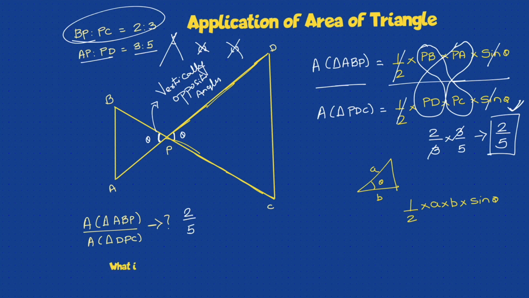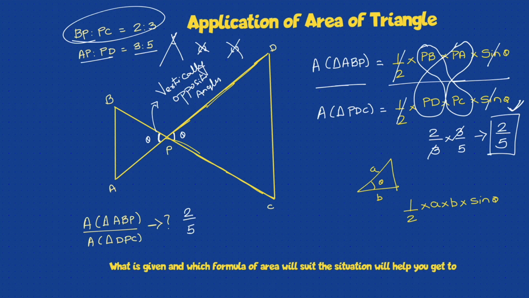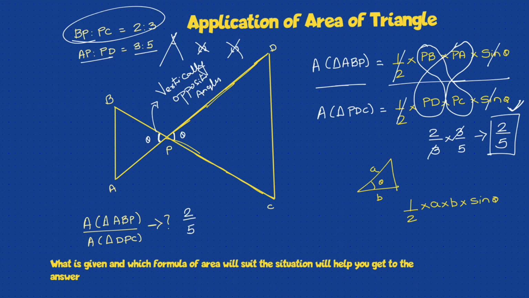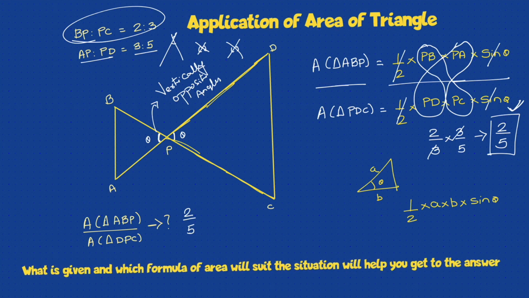You just need to know which formula of area you will use in which situation. Okay, what are the things that are being given to you? Circumradius, inradius, all three sides, height, sine of the angle between the two sides. That is what you will have to think. Which formula will you use in which situation to get to the right answer?